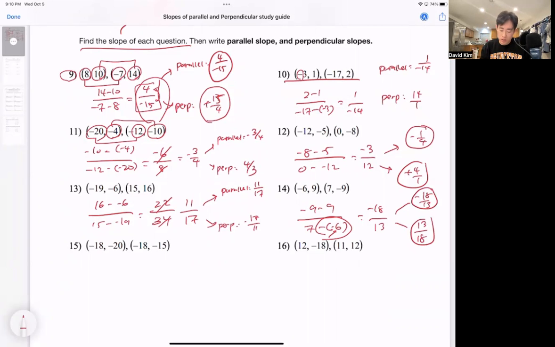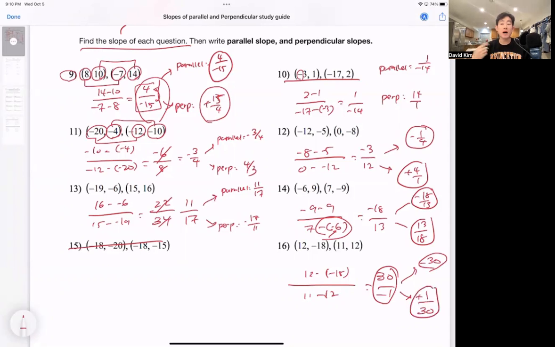I believe I asked you guys to skip 15 here. So 12 minus negative 18, 11 minus 12. That's negative 1 at the bottom, 30 at the top. So parallel slope will be negative 30 because 30 divided by negative 1 is the same thing as saying negative 30. So what's the perpendicular slope? It will be 1 over 30. It will be a positive number because it was negative in the original. Okay, so I hope these will give you guys the idea as to what I'm looking for.